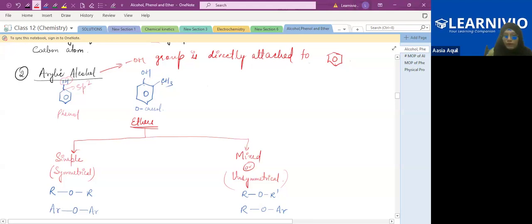Now, if you attach a CH3 methyl group on the second position, this is the first position, this is the second position, what is the name of this compound? This is orthocresol. If you attach the methyl group on the ortho position, it is known as orthocresol. Similarly, if I draw this, now tell me what will be the name of this?